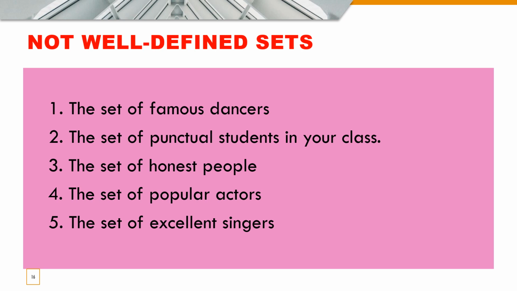A set is not well defined if we have here some adjectives like the word famous. Here, punctual. For number 3, the word is honest. Here, popular, correct. And for the last, we have here excellent. Okay. So, these are examples of not well-defined sets.